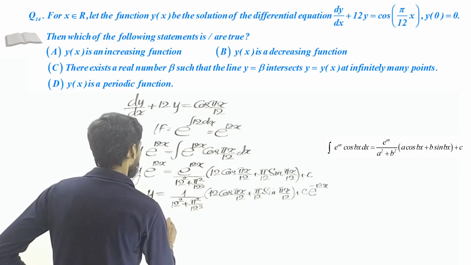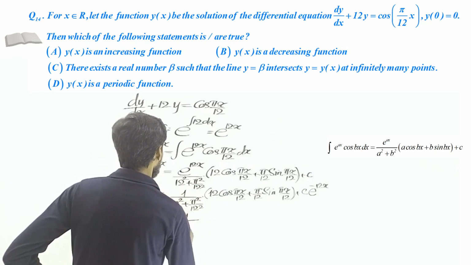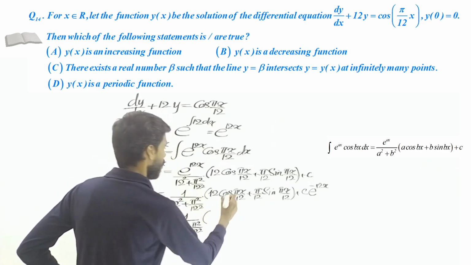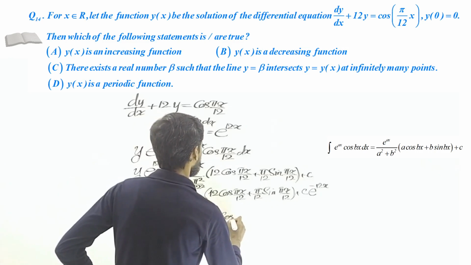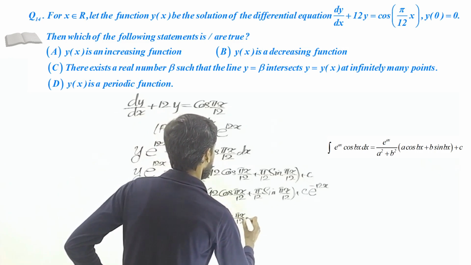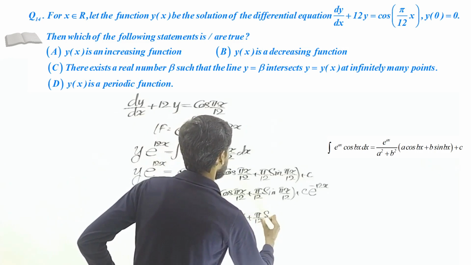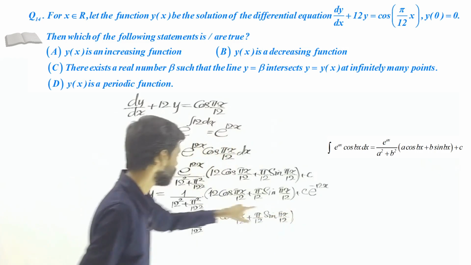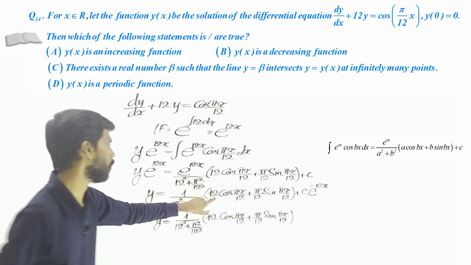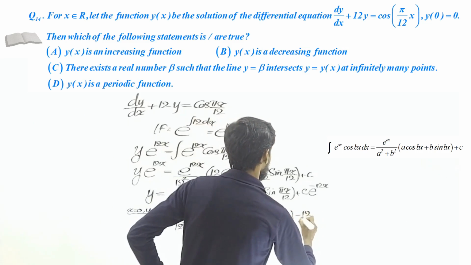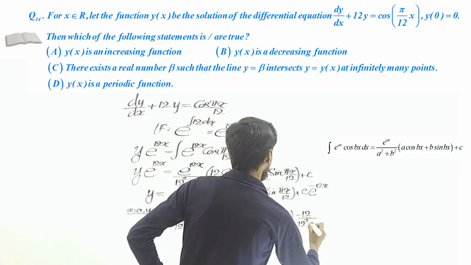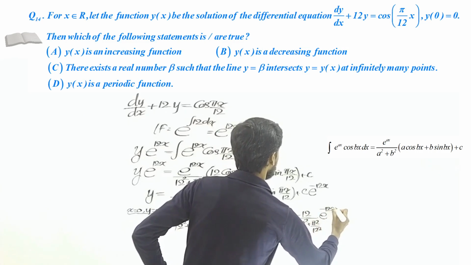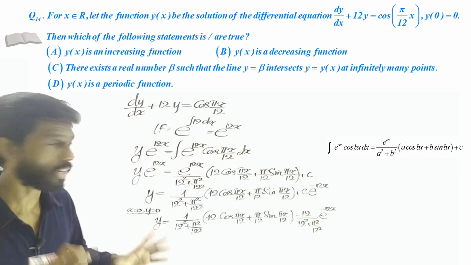So our function is y equal to the same thing, 1 divided by 12 square plus pi square by 12 square, multiplied by 12 cos pi x divided by 12 plus pi by 12 sine pi x divided by 12. This c value goes to this side, so minus 12 divided by 12 square plus pi square by 12 square, multiplied by e to the power minus 12x. So we got the function y in terms of x.